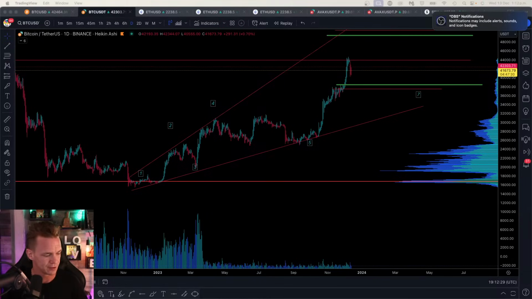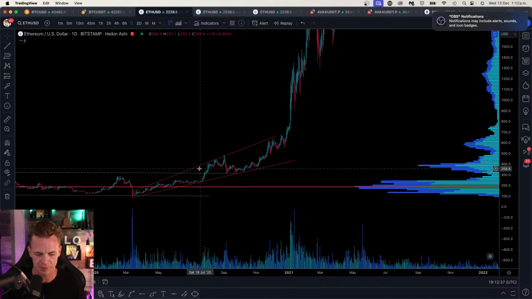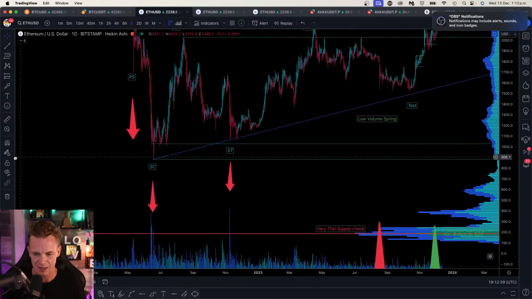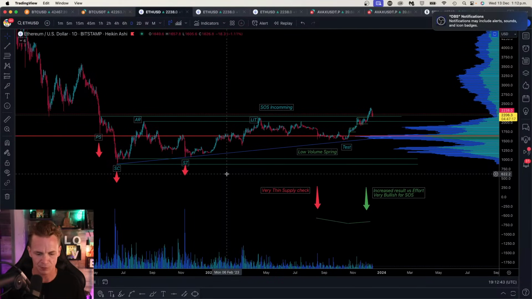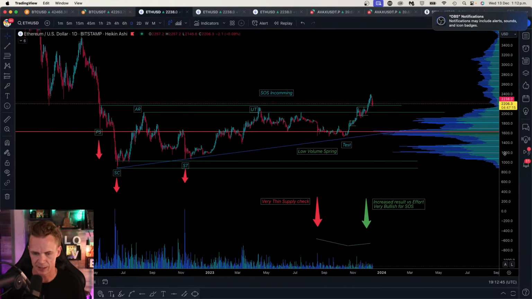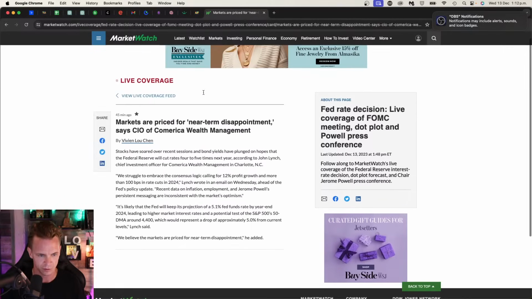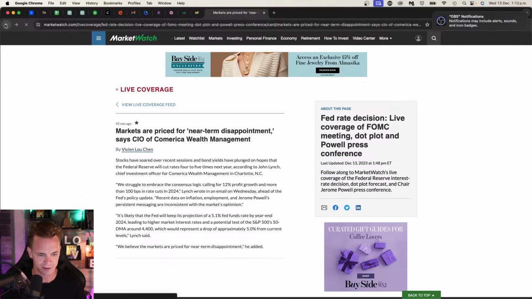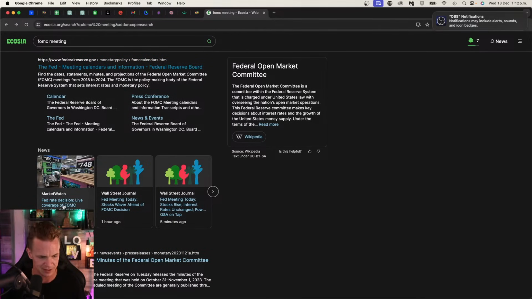Okay, so let's go back into Ethereum. Okay, so again, Ethereum had a very similar widening megaphone pattern. I don't see that evolving today, although I see a fairly powerful accumulation range taking place. So for those of you that are in the Bear Den group, we were just looking at the Fed decision. So the Fed has decided to stay dovish and not raise rates.